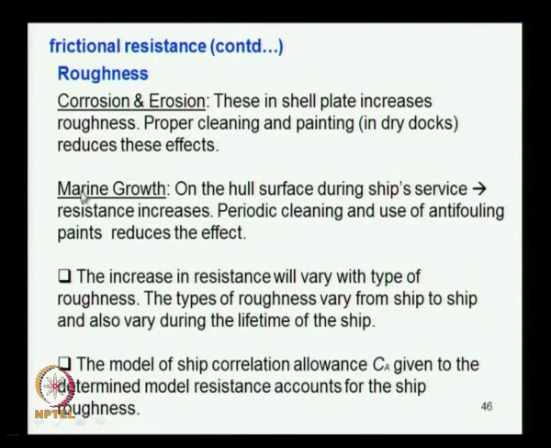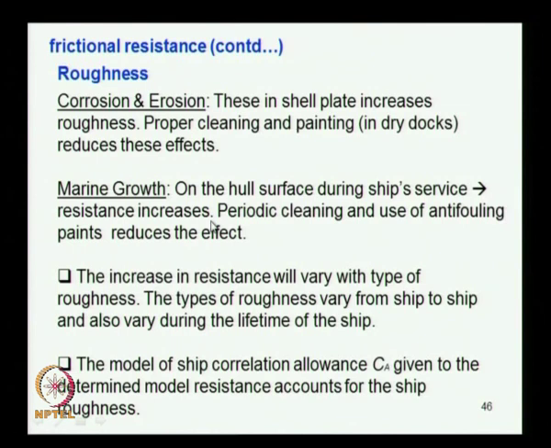Then another is marine growth. The underwater surface of the ship, when the ship is put to operation, has been there for many months, and over the period sea living beings start living on the underwater surface of the body of the ship, and you see accumulation of seaweeds, barnacles and all that on that surface. This obviously increases the roughness drastically, and thus the frictional resistance. So this should be avoided.